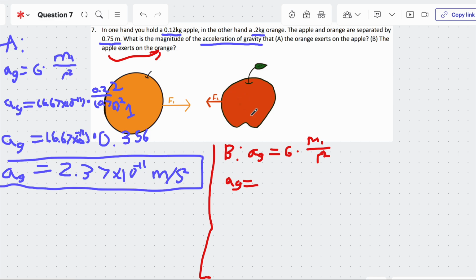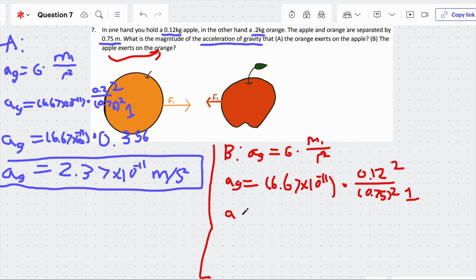So, this time we are going to plug in the apple's mass because we're looking for how the apple affects the orange. So, we know our g value, times 10 to the negative 11th, times mass of our apple, which is 0.12, divided by the same radius squared, 0.75 meters squared. Okay, let's figure out this fraction first. Again, if you don't know how to type that in, we're just going to do our squared first, and then divide our 0.12 by that answer.